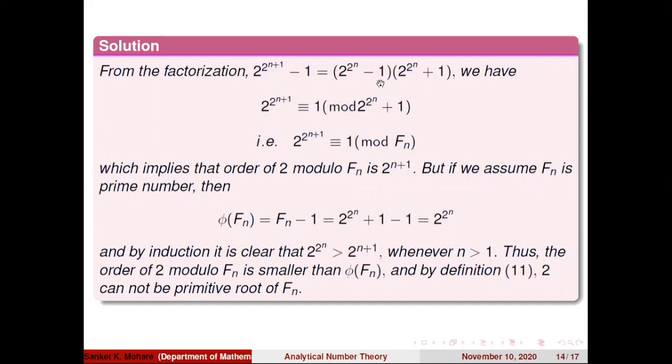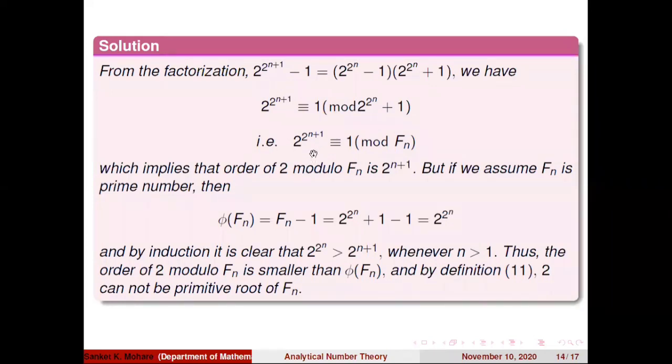Okay. So if this divides this one, it implies 2 to the power 2^(n+1) minus 1 is congruent to 0 modulo 2 to the power 2^n plus 1. Okay. But if I shift minus 1 to the right side, what do I obtain? 2 to the power 2^(n+1) is congruent to 1 modulo 2 to the power 2^n plus 1. But what is the value of 2 to the power 2^n plus 1? This is given as Fn. Okay.